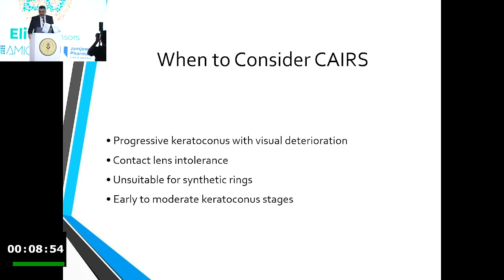When to consider CAIRS? Actually, we cannot use CAIRS for all cases of keratoconus, but when we have progressive keratoconus with visual deterioration, we can consider CAIRS. For contact lens intolerant patients, we can use CAIRS, and for those unsuitable for synthetic rings. It is not for severe or advanced keratoconus. It can treat early to moderate keratoconus stages.